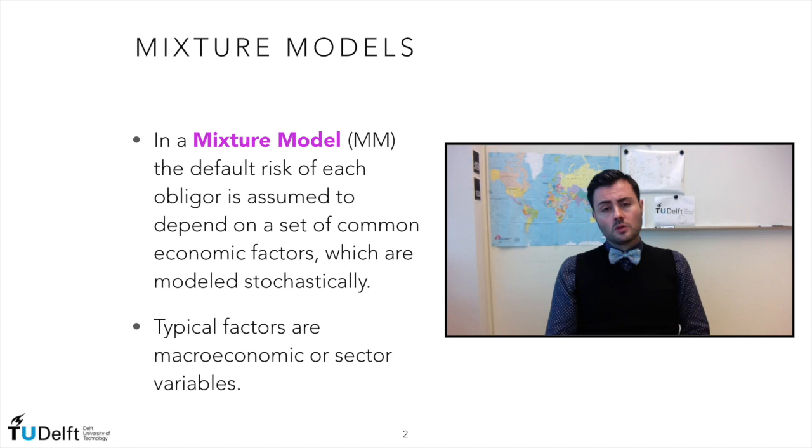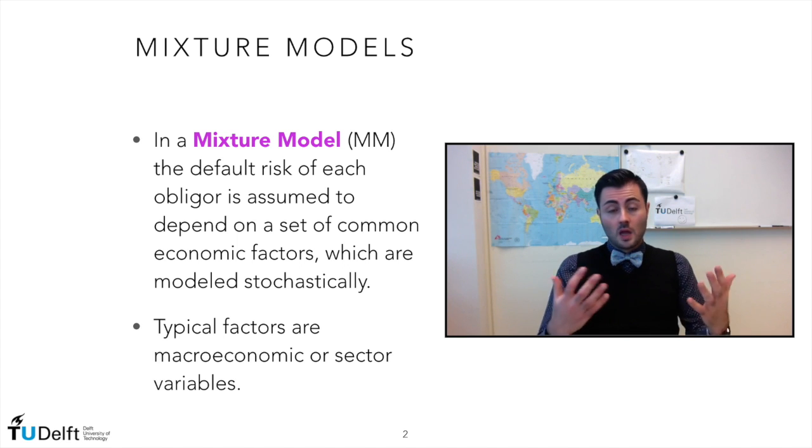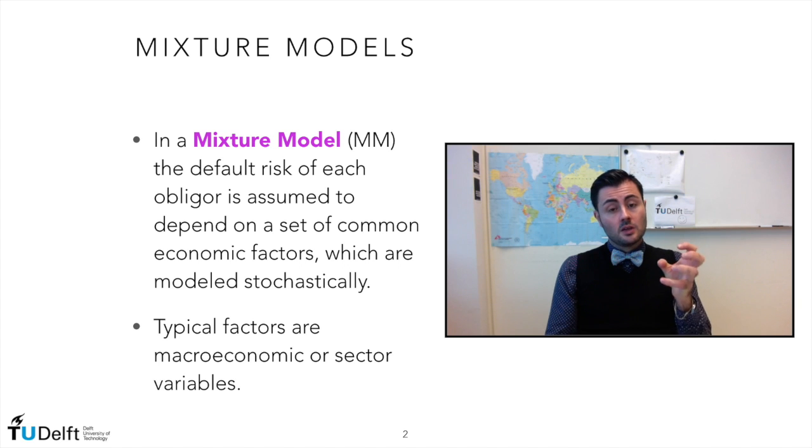Now, in mixture models, the probabilities of default of the different counterparties are jointly dependent on a set of common factors. These common factors can be macroeconomic factors, can be sector-specific factors, or any combination. And the idea is that these are the only components that build the dependence among the different counterparties.